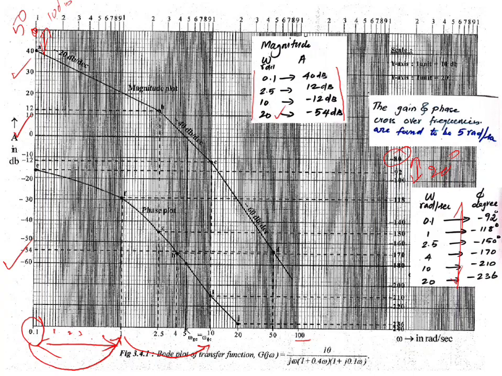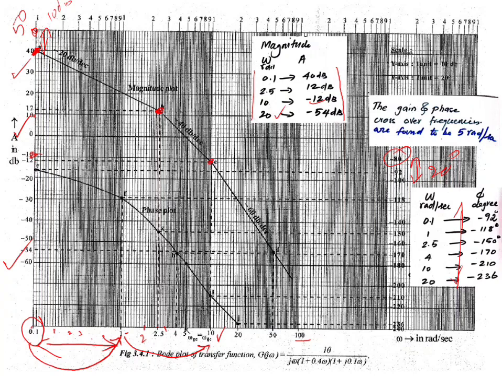For 0.1, the amplitude, that is the magnitude, is around 40 dB. So on this line 0.1 I am marking 40 dB, the first point. The second one is 2.5. This is 1, this is 2, and it should be in between 2 and 3, so this is the 2.5 point. At 2.5 the magnitude is around 12 dB, above 10, so this is the second point. The third point is 10. For 10 the magnitude is around minus 12 dB, which must be below minus 10, so it's here.